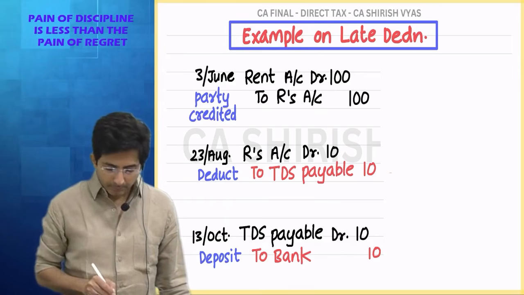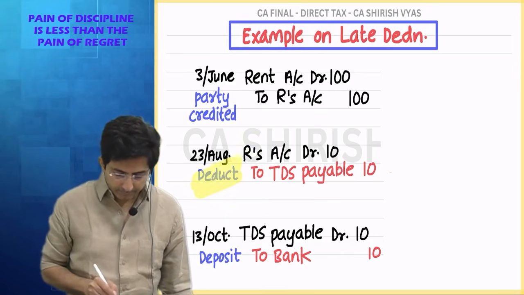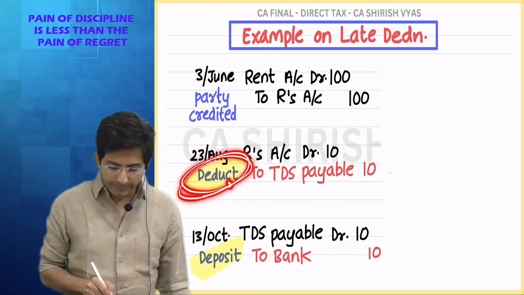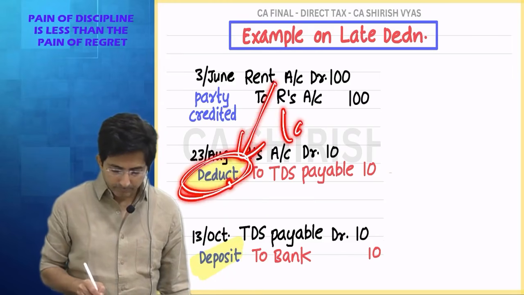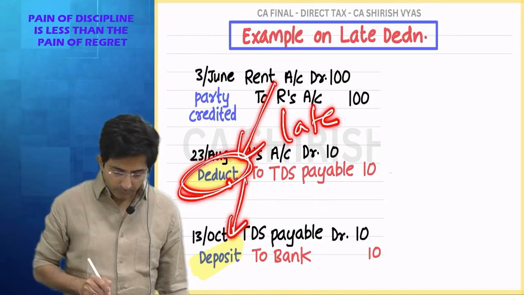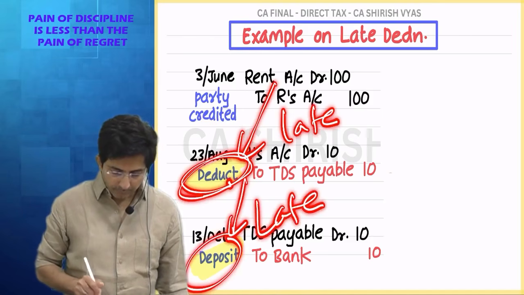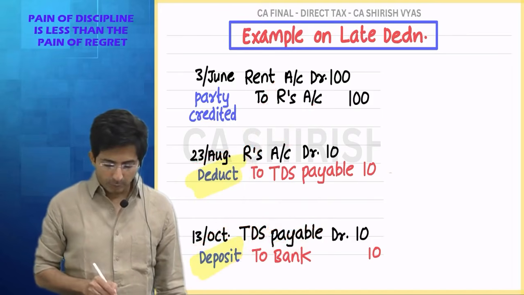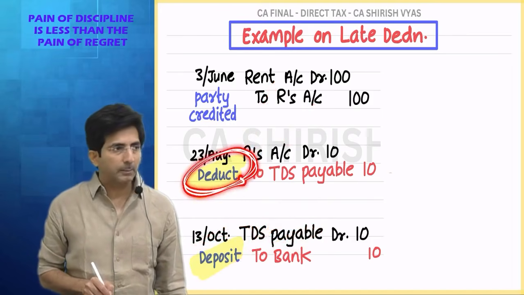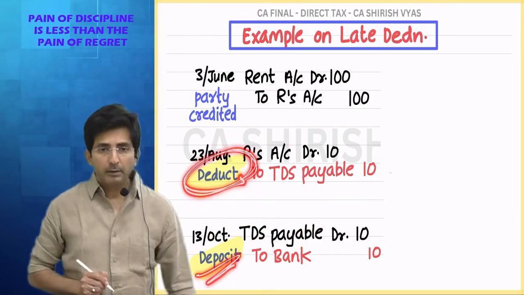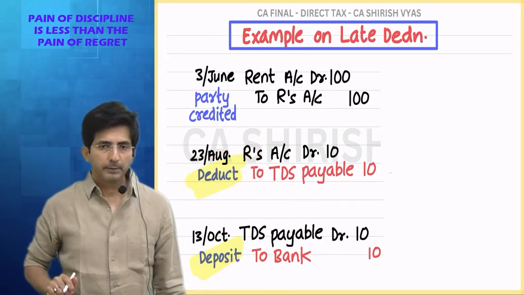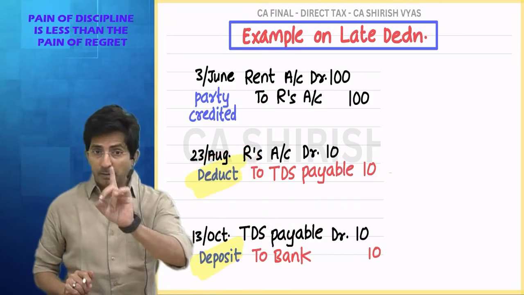So tell me, when was TDS deducted and when was it deposited? Deducted also late. Deposit also late. Tell me why I am calling deposit also late. Because August TDS I should have deposited by 7th September, but I did on 13th October. So now tell me what is the consequence of this. Same thing can come in exam, trust me.